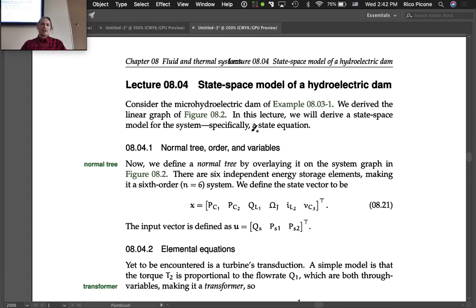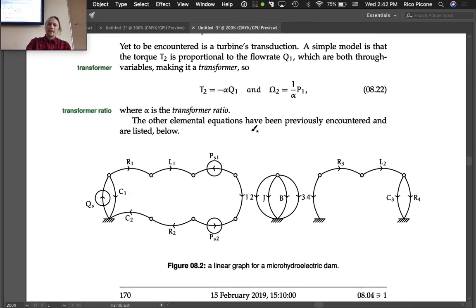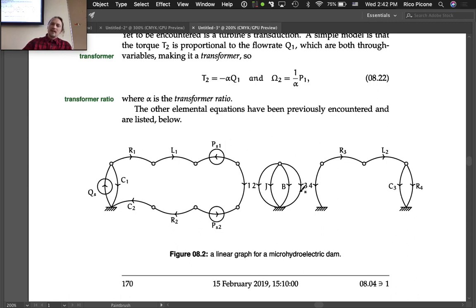In lecture 8.4, we're going to take this linear graph model of the hydroelectric dam that we developed in the previous lecture and derive a state space model for it. It's actually fully worked out. All the details are given here. But let's just take a look at a couple aspects in particular.